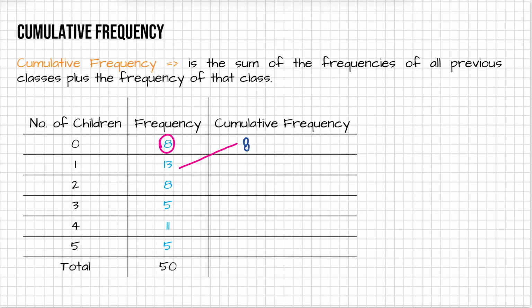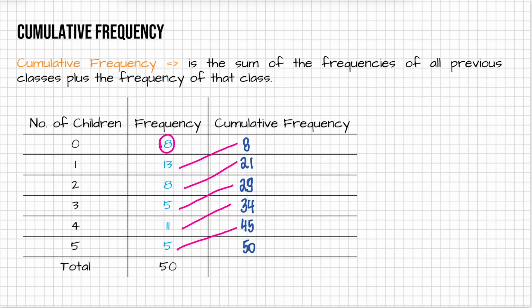For the second class, we take 13 and add it to 8. Why do we use 8 directly here? Because the cumulative frequency of the previous class is already the sum of the frequencies of all the classes before it. So all we need to do is add the frequency of the current class. That gives us 8 plus 13, 21. Now the cumulative frequency for the third class is 21 plus 8, that is 29. For fourth class, 29 plus 5 is 34. Fifth class, 34 plus 11 is 45. And the last class, 45 plus 5, brings us to 50.